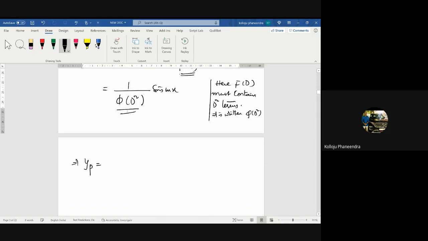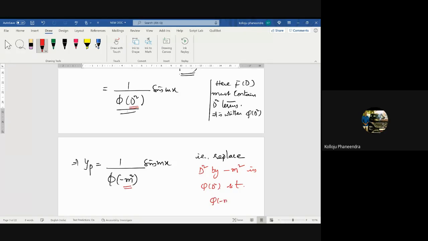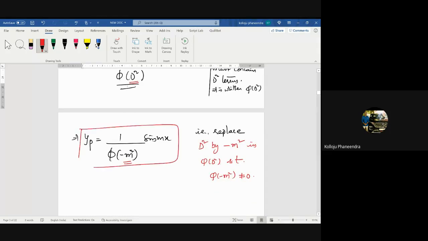Now yp equals 1 by phi of minus m square into sin mx. That is how to operate. What is the operation? Replace d square by minus m square in phi of d square, such that phi of minus m square is not equal to 0. Denominator not equal to 0. This is the answer, fixed.